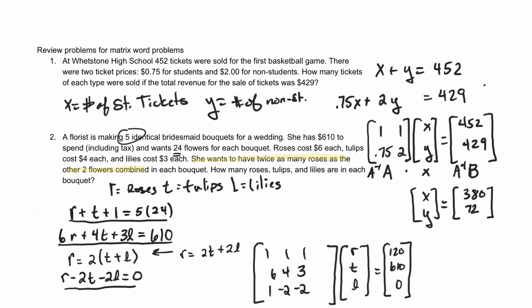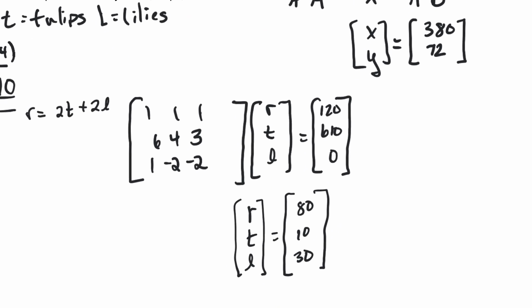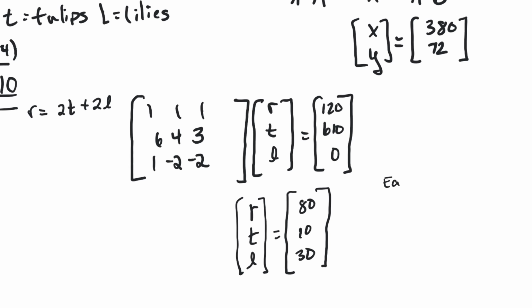So if we finish it out, we're going to have R, T, and L equal to, let's see, if we solve this situation, 80 roses, 10 tulips, and 30 lilies. Okay? Now that's all together. If we talk about what's in each one, this is not really an issue. If we think about it this way, in each bouquet I would have 16 roses, 2 tulips, and 6 lilies.